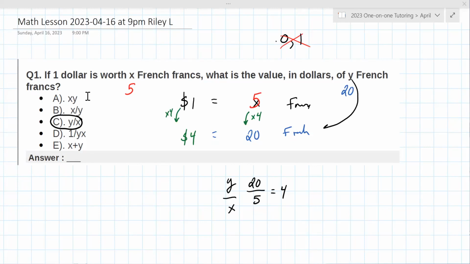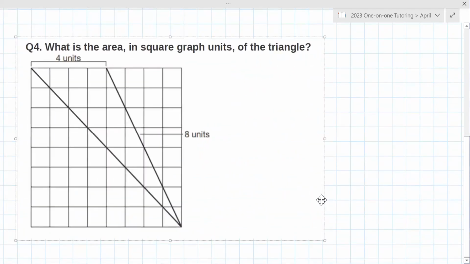Any questions on that? Okay, so here's another problem to look at. Again, take a look at this. What is the area in square graph units of the triangle? I don't know. I haven't seen anything like this yet.